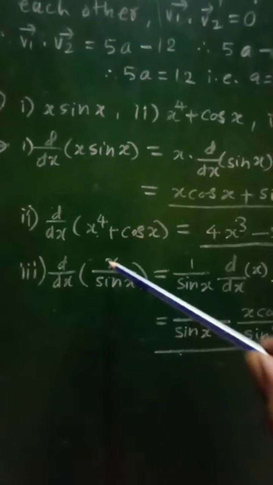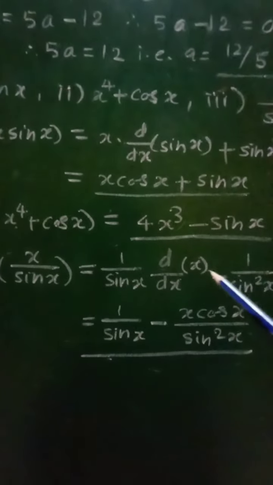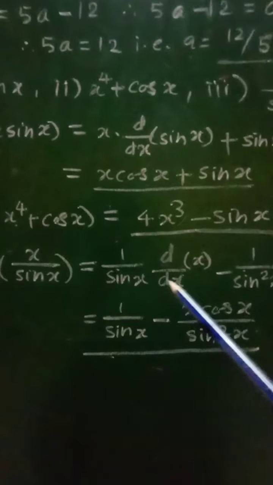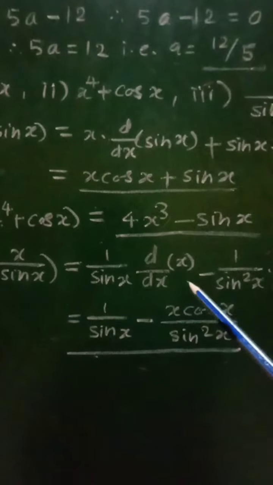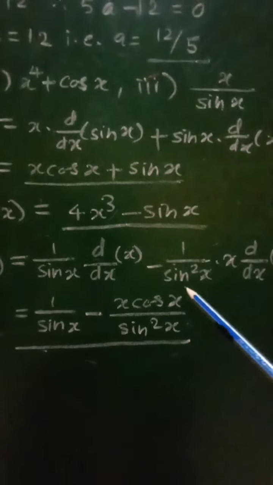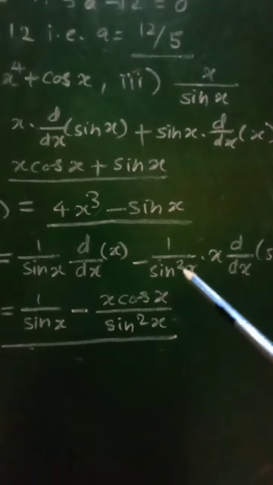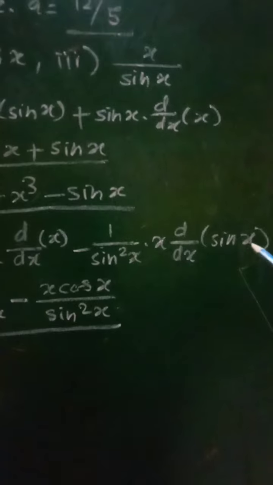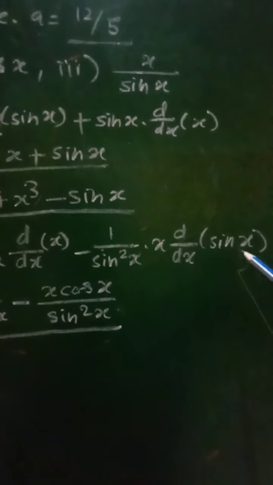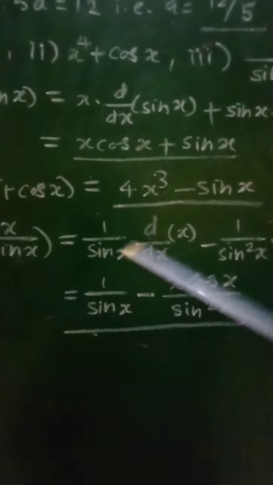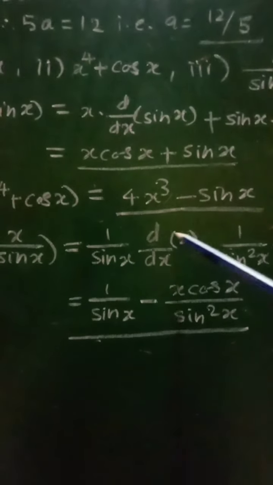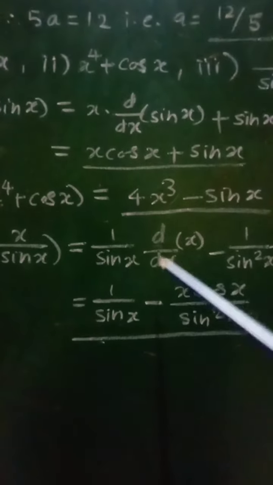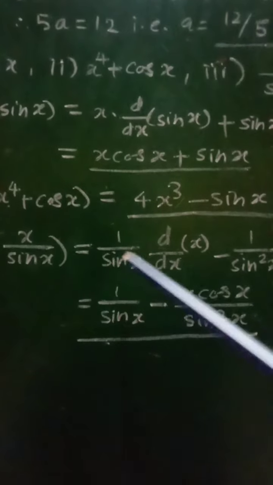Here, by using the rule of division, that is d by dx of u by v, we will get 1 by sin x into d by dx of x, minus 1 by sin square x into x into d by dx of sin x. Here it is 1 by sin x into the derivative of x, which is equal to 1, and therefore the first term we will get is 1 by sin x.